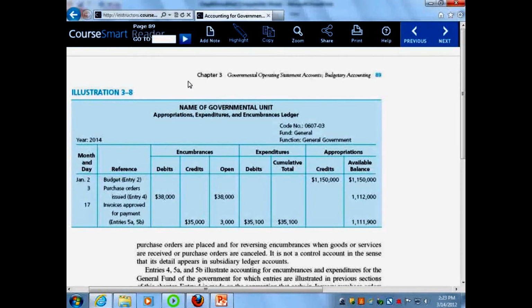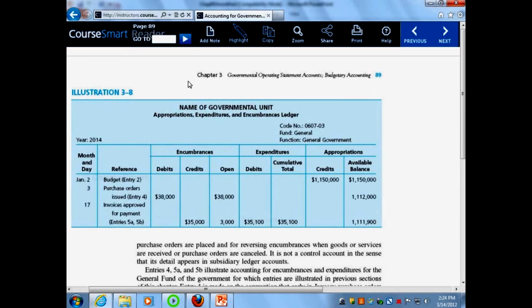All right. So the budget, notice one thing. Encumbrance, expenditure, appropriation, okay? Budget was what? $1,150,000, right? They issued a purchase order of what? $38,000, right? Everybody with me so far, right?